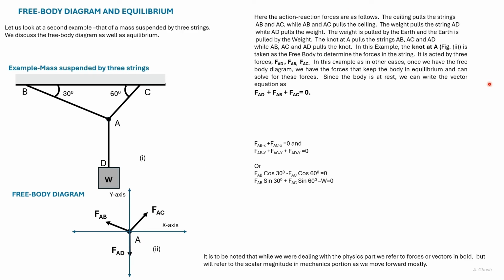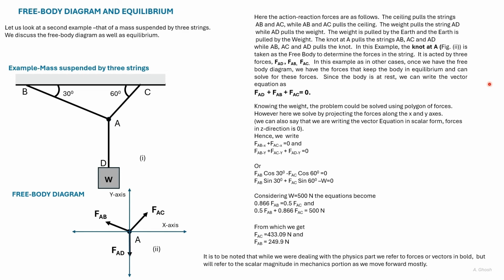If the weight W is 500 newtons, then you can use these two equations to find FAC and FAB. So FAC turns out to be 433 Newton and FAB 249.9 Newton.